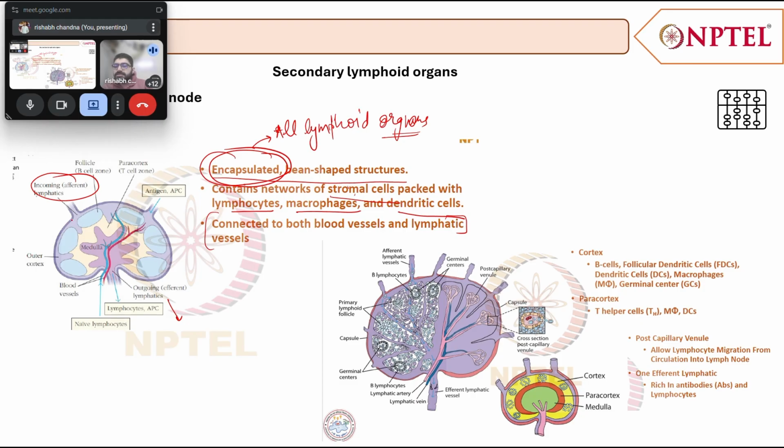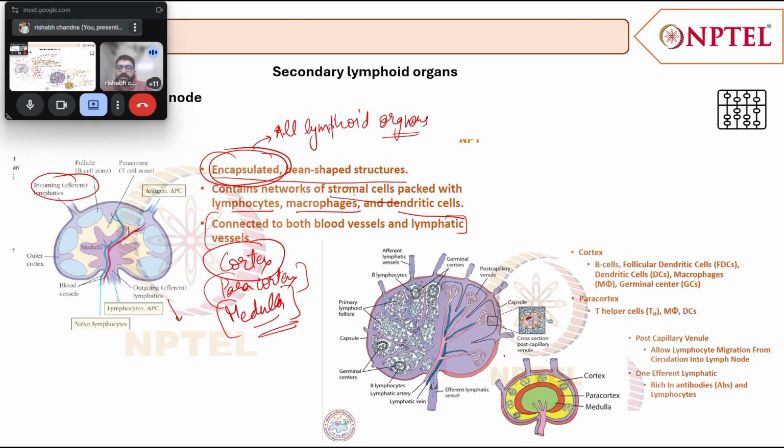There are three regions in a lymph node. One is the cortex, the other is the paracortex, and the medulla. The cortex is the outermost region, then comes the paracortex, and then comes the innermost region, the medulla. Okay, so the cortex contains primary lymphoid follicles. As you can see here, this is a detailed description of the lymph node. Now, this cortex contains the primary lymphoid follicle.